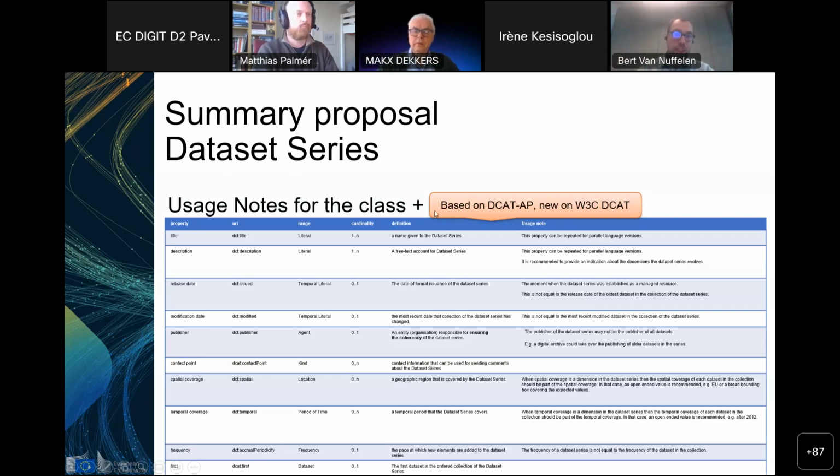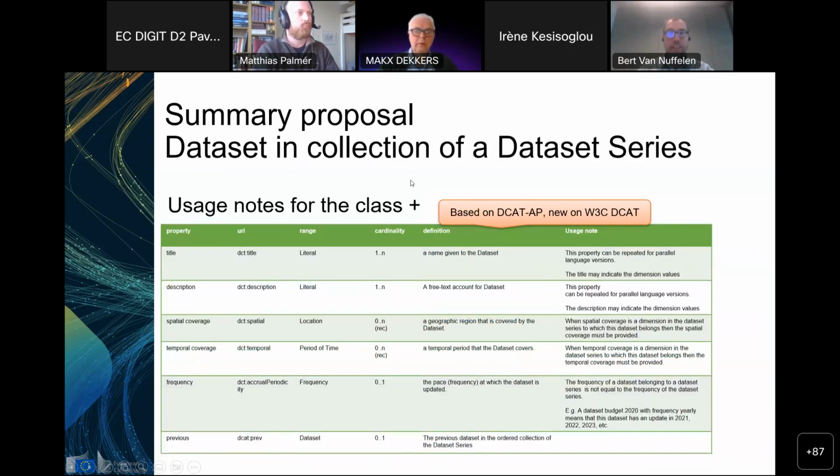The blue table here is for the dataset series, and the green table is the one that you will see when it concerns a dataset in the context of being part of the collection of the dataset series. So these rules apply to datasets that are part of a dataset series. So when you see the green table, you have to think dataset. When you see the blue table, you think dataset series as entity.